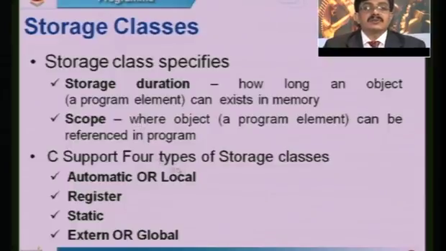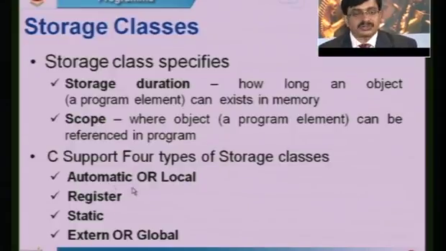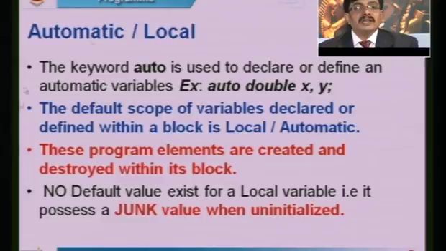Now, C basically supports 4 types of storage classes: automatic or local, register, static, and external or global variables. These are the 4 types of storage classes that C supports. With respect to automatic or local variables, we can use the keyword auto to declare that a variable is local.